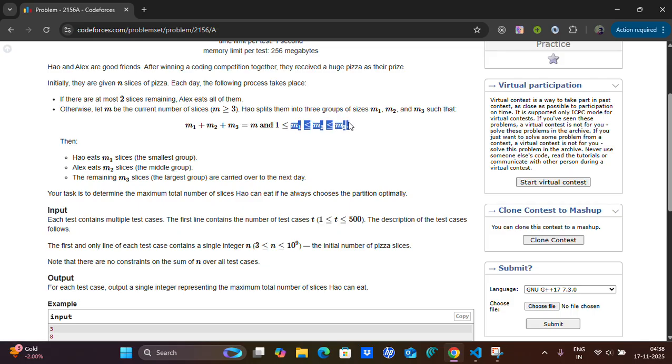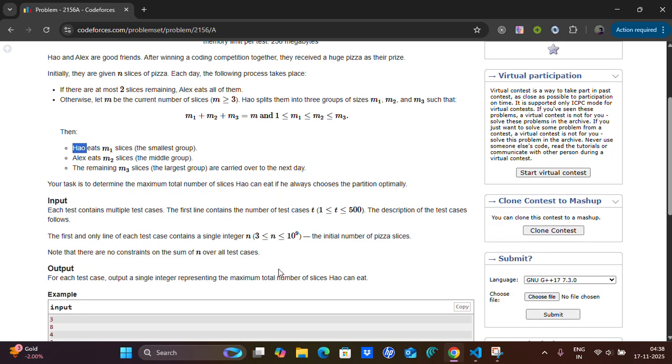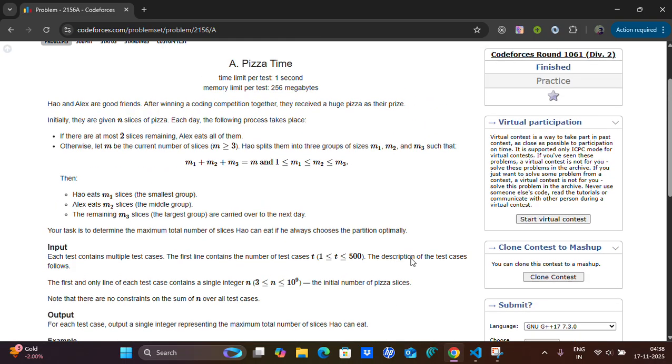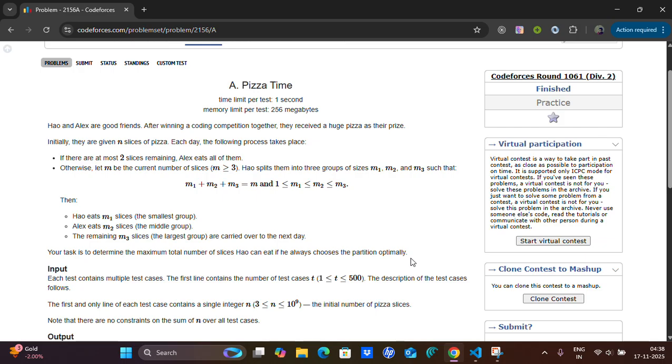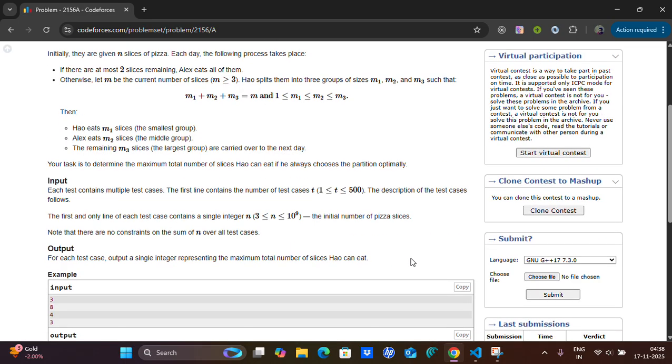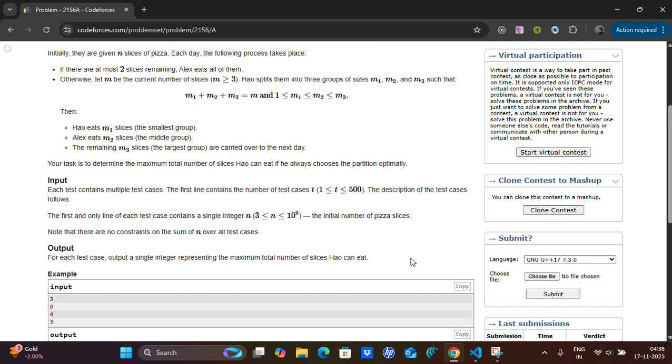That's why I divide n by 3 and start assigning m1, m2 as much as possible, because m1 is the variable which will be contributing to my answer, and m1 is the number of slices that how eats, and I have to find the answer for how only. That's why I am doing this, right? So I hope it is clear for most of you.